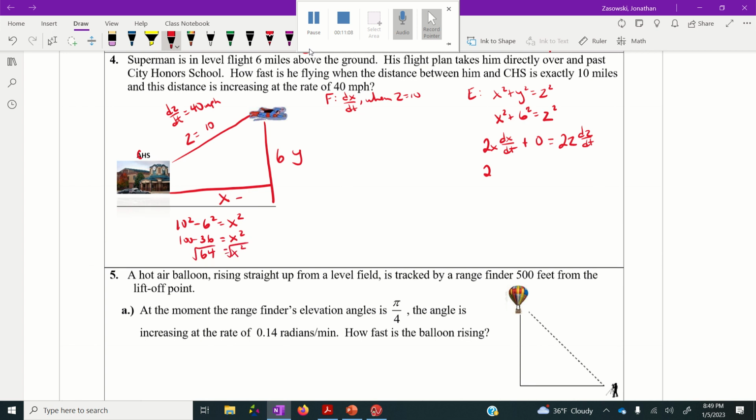So just keep in mind that that's equal to 8. So 2 times 8 dx/dt, which is what we're trying to find, how fast he's flying, is equal to 2 times z, which is 10, times dz/dt, which is 40. So 2 times 8 is 16 dx/dt. 2 times 10 times 40 is going to be, 10 times 40 is 400, times 2 is 800, and then we're dividing that by 16 to get our final answer.